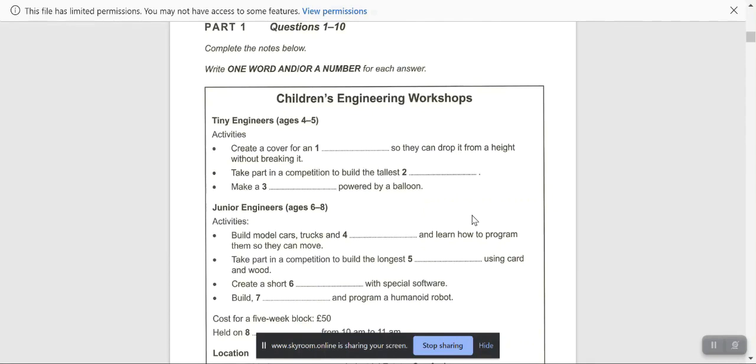Part 1. You will hear a man phoning to find out about some children's engineering workshops. First, you have some time to look at questions 1 to 3.